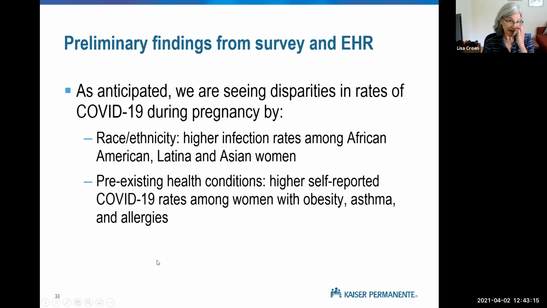Just preliminary, we've got a paper under review right now that describes just some of the survey results from the first 13,000 women, of the 22,000, who completed the pregnancy survey. And we are finding in our insured population higher infection rates among African American, Latina, and Asian women, and also higher COVID rates among women with pre-existing health conditions such as obesity, asthma, and allergies.